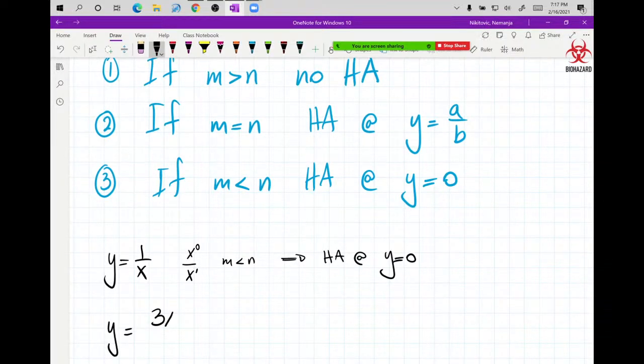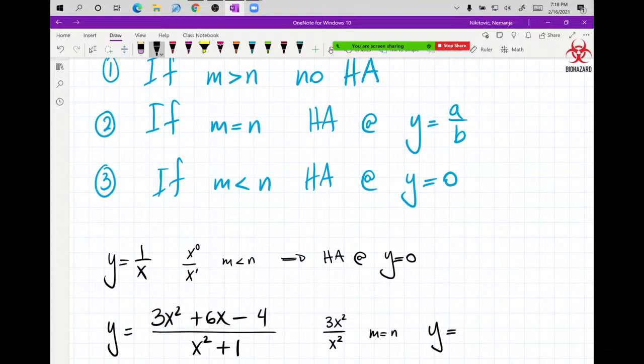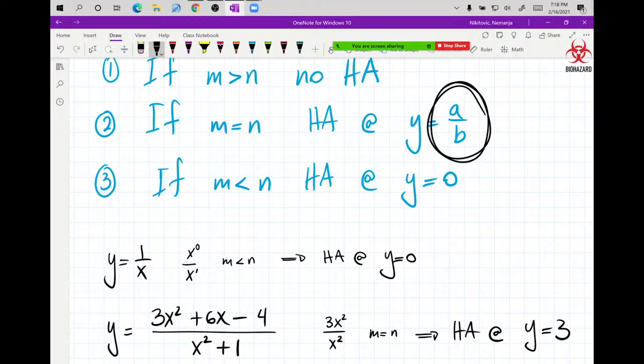y equals 3x squared plus 6x minus 4 divided by x squared plus 1. Well, your leading terms are 3x squared divided by x squared. Exponents are the same. So if exponents are the same, then horizontal asymptote at y equals 3 divided by 1, which is 3. We learned that you are supposed to divide those leading term coefficients. So 3 divided by 1 is 3.